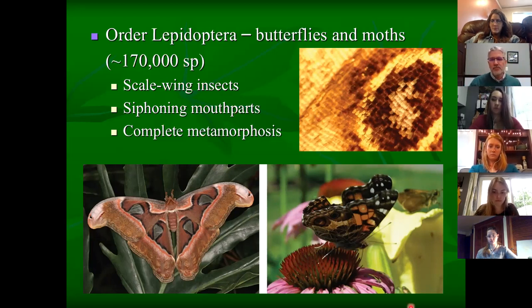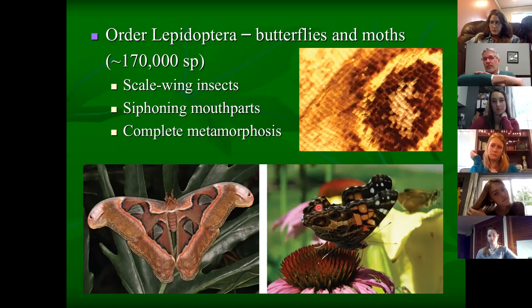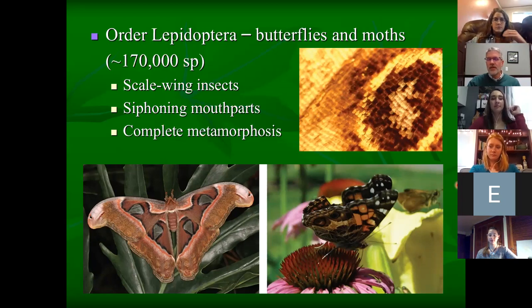Siphoning mouthparts. Right here you see this butterfly unrolling its straw-like mouthparts and sucking up nectar. That's one thing they all pretty much share: they siphon nectar. There are some that, if you've ever had butterflies land on your skin and lick the salty sweat, have you ever had that? Anybody? Nope. I've had that before. I've seen some butterflies that like the salt and they'll land on your skin and lick that. There is one blood-feeding butterfly or moth in South America, but that's sort of the exception to the rule.